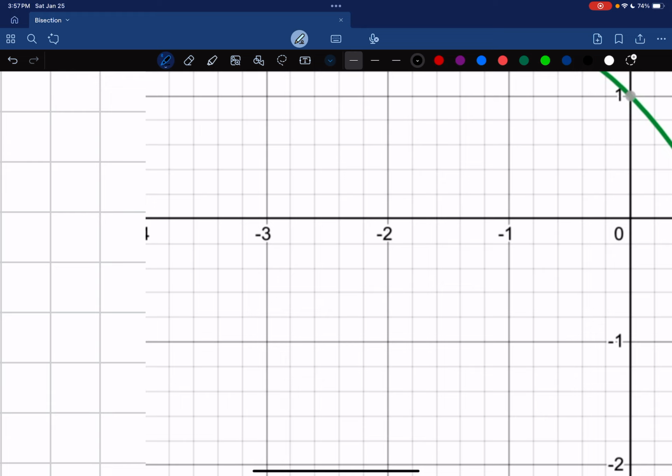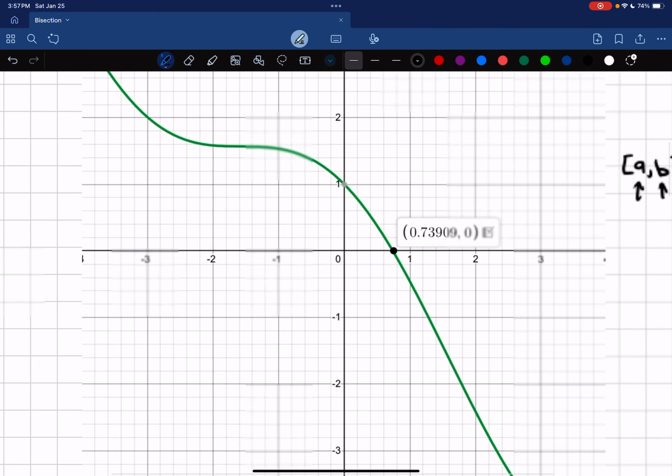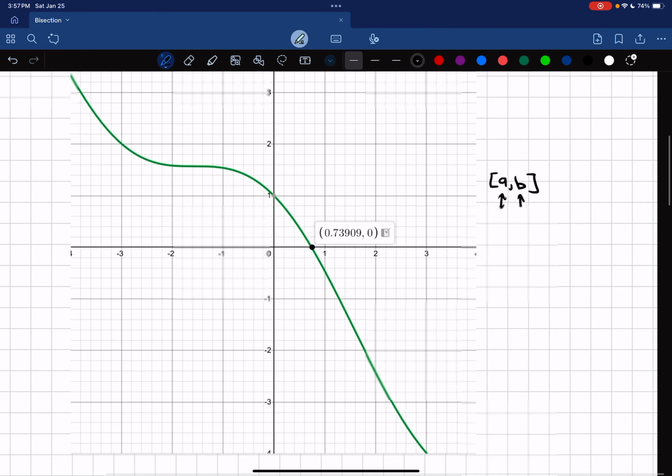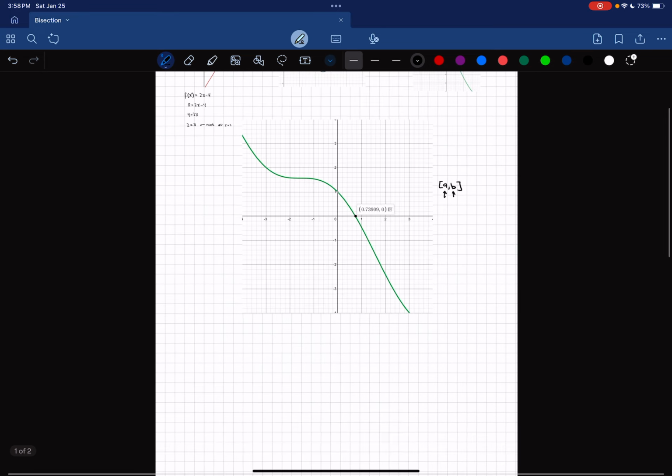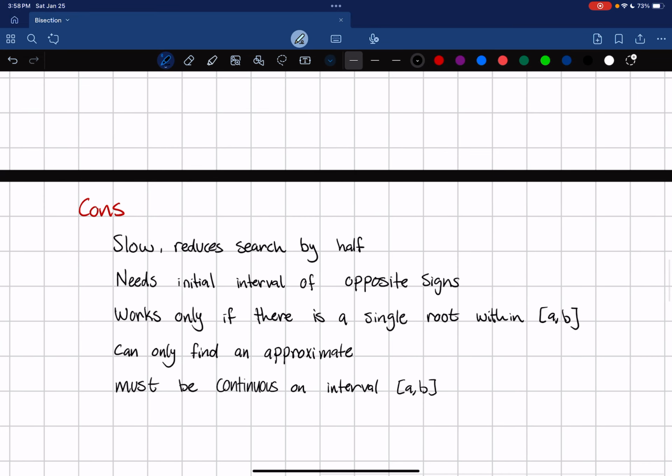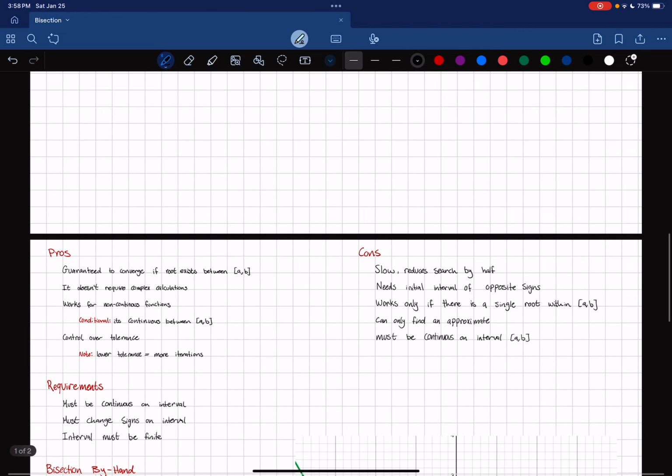And the other thing is it doesn't really give you information about the root. It only gives you an approximation. But I don't think you need to worry about that. I don't think we've done anything in this course where you need to know what type of root it is. So that's that, and that's about it for the cons. This is just the short version of the cons, if you want to read through it or pause and copy it yourself.